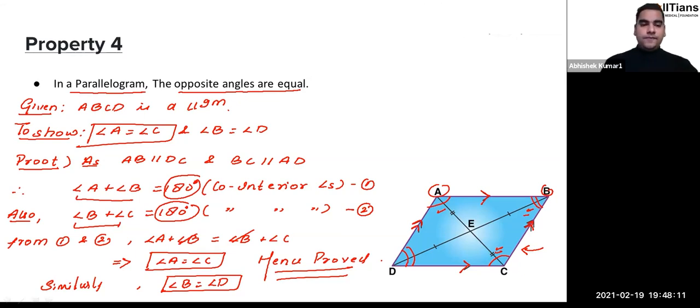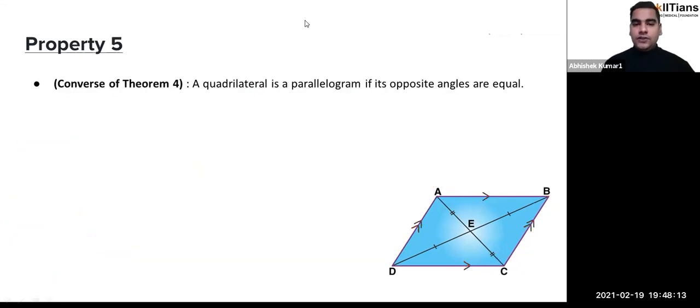Done? All right. So now we have the converse of theorem 4, which says a quadrilateral is a parallelogram if opposite angles are equal. So this is the converse of theorem number 4 that we discussed just now.